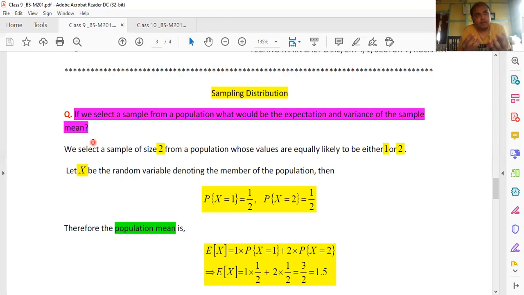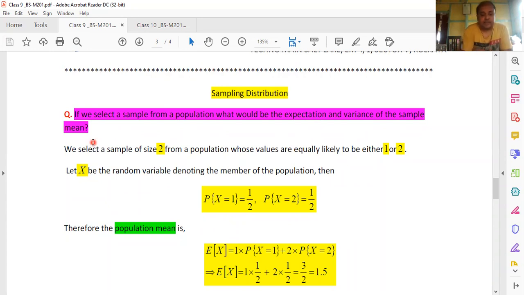So a sampling distribution is a distribution. A sampling distribution is a probability distribution, discrete or continuous, as the case may be, which the sample is following, and the sample has been drawn from a certain population.